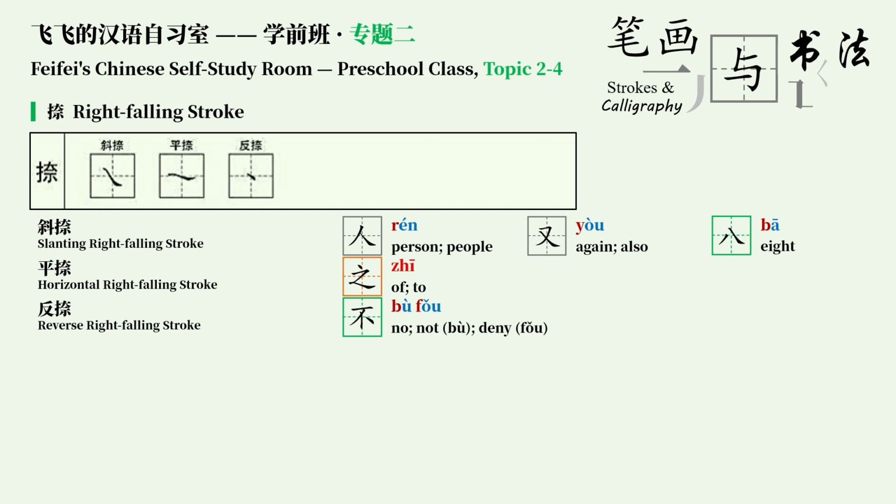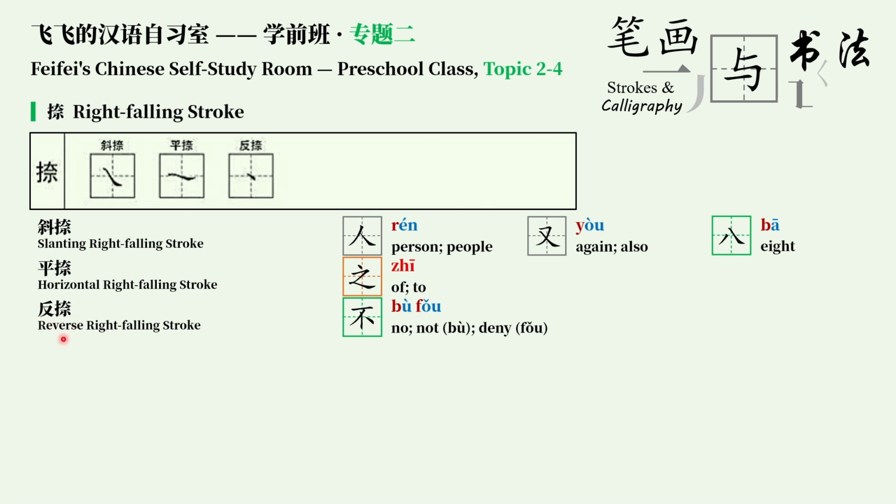Example character, 之, meaning of, to, a common particle indicating possession, position, or direction. The first stroke of this character is 点, dot stroke, which we will learn in the next lesson.